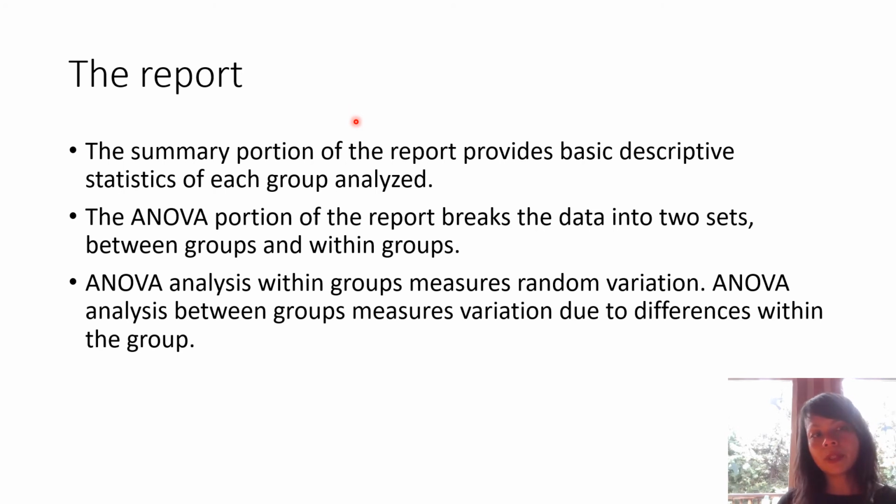So what you end up with is the report, and the summary portion of the report provides basic descriptive statistics of each of the groups that are analyzed. The ANOVA portion of the report breaks the data into two sets, between groups and within groups. The ANOVA analysis within groups measures the random variation. The ANOVA analysis between groups measures variation due to differences between the groups.